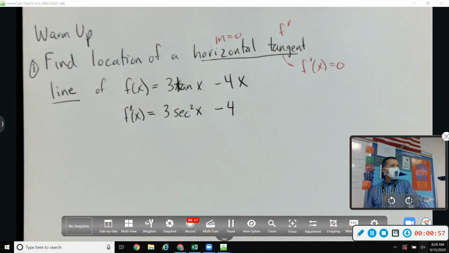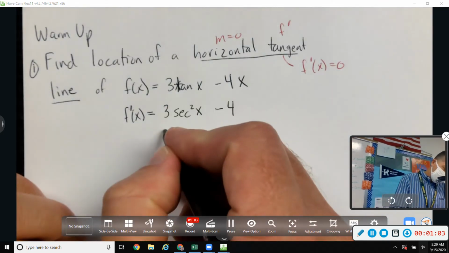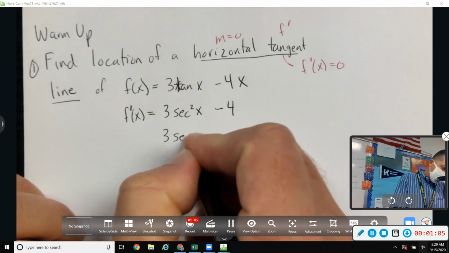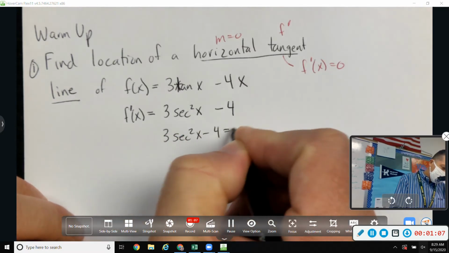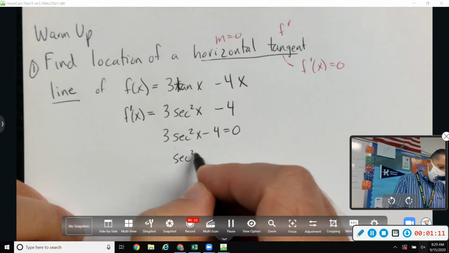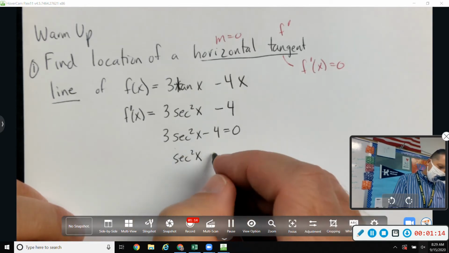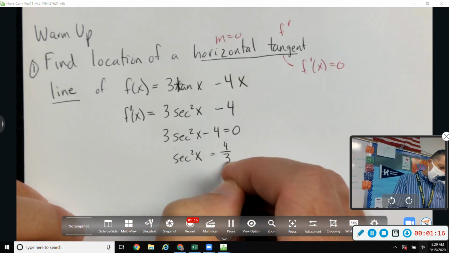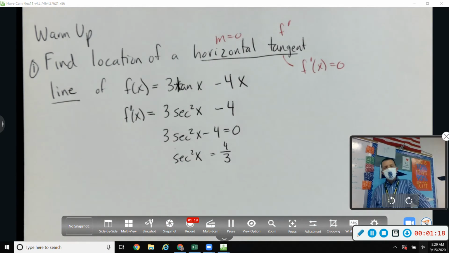So there's sort of the first half of the problem. The rest of this problem is algebra and trig. We've done the calculus part. So let's set this equal to 0. Move the 4 over and divide by 3. So secant squared x equals 4/3.